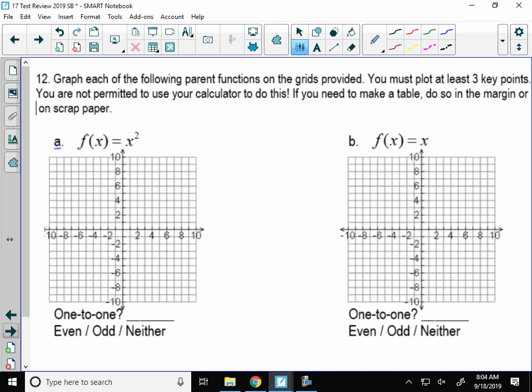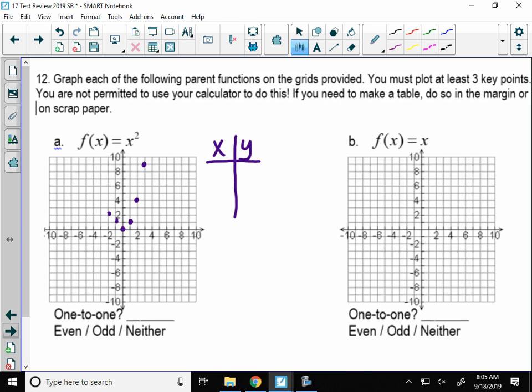All right, number 12, which is graphing parent functions. Remember, we want to be precise for each of these graphs. So plot as many points as you can fit on the grid. X squared. So if I start at (0, 0), if you need to, make a table of x and y values over here to help you plot some points. You should know the basic parent function for x squared. If I go out to 1, 1 squared is 1, 2 squared is 4, 3 squared is 9.